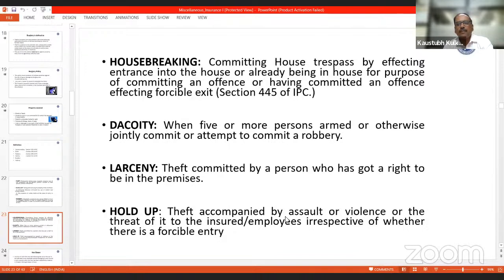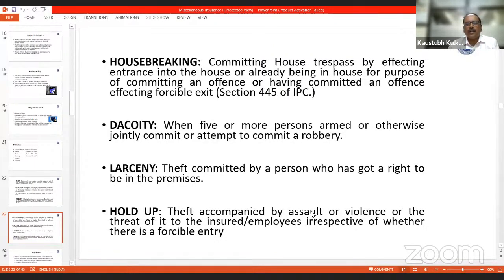Larceny, theft committed by a person who has got a right to be in the premises. Larceny is not covered under the burglary policy. This is the important point we should know from the examination point of view as well as our day-to-day working, because larceny is theft committed by a person who has got a right to be in the premises. That is, the customer may come into your premises, or any legal person who is coming to your premises, and he has taken away some property without your knowledge, then this is termed as larceny. Though it is theft, it is not covered under our burglary policy.